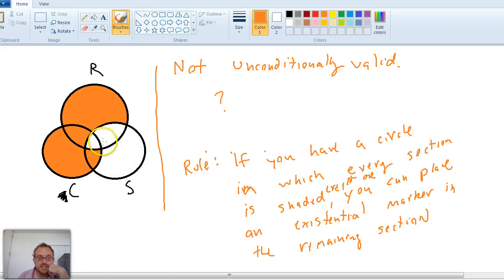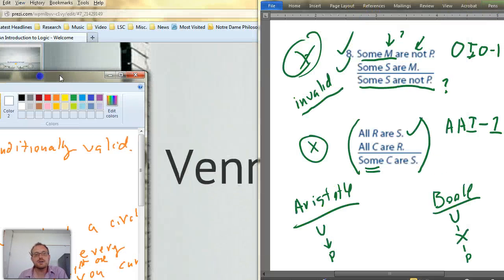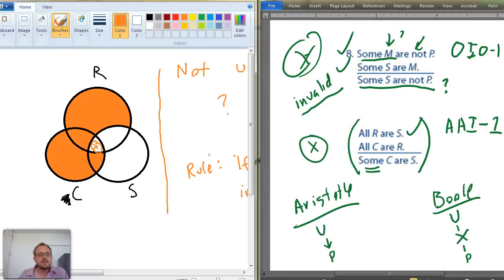Well, obviously, I have 1, 2, 3 sections of the S circle open. What about the C circle? Notice, the C circle has this section and this section shaded, except this middle spot, which means that since the C circle has every area except one of them shaded, I can put an X with the circle around it in that middle square. Now, once I do that, I can then ask whether or not the argument is valid. Does it follow? Can I read the conclusion?